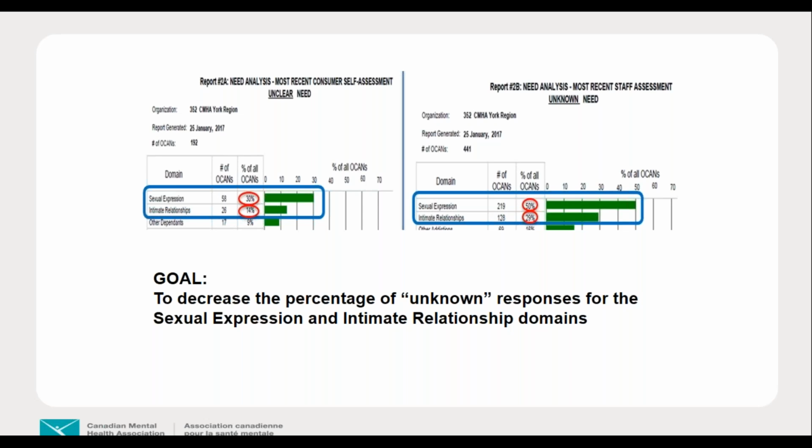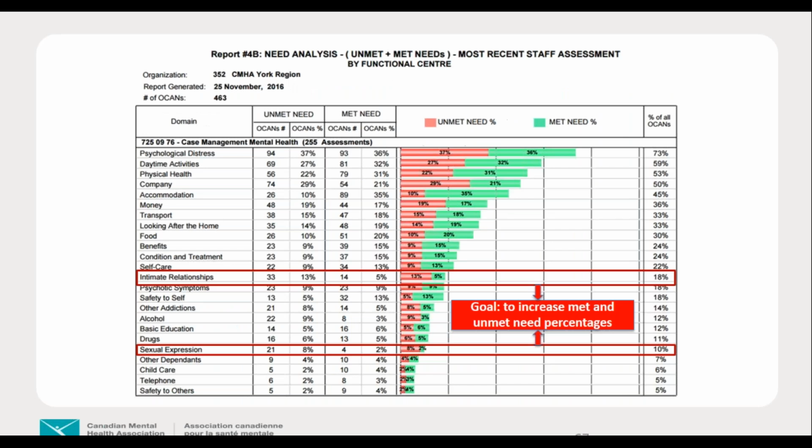So again, looking at slides 2A and 2B, the goal was to decrease the percentage of unknown responses for sexual expression in intimate relationship domains. We also continue to look at report 4B. Our goal is to increase met and unmet need percentages for these domains of intimate relationships and sexual expressions in the staff assessment. So again, out of 463 OCANs completed, there's currently an 18% and a 10% response rate in staff assessment in these domains as a met or an unmet need.